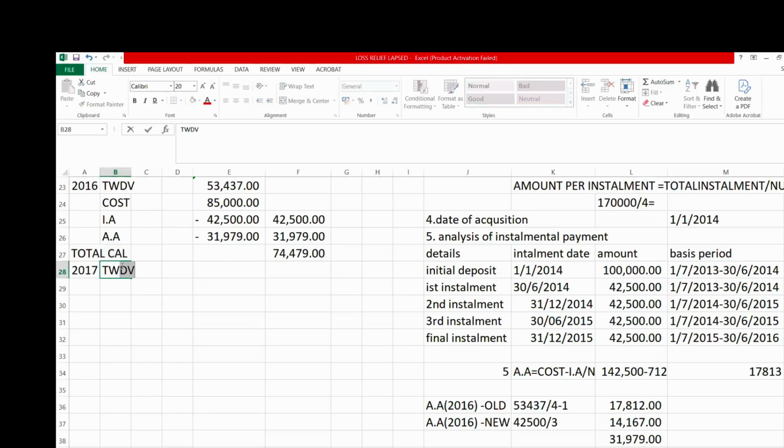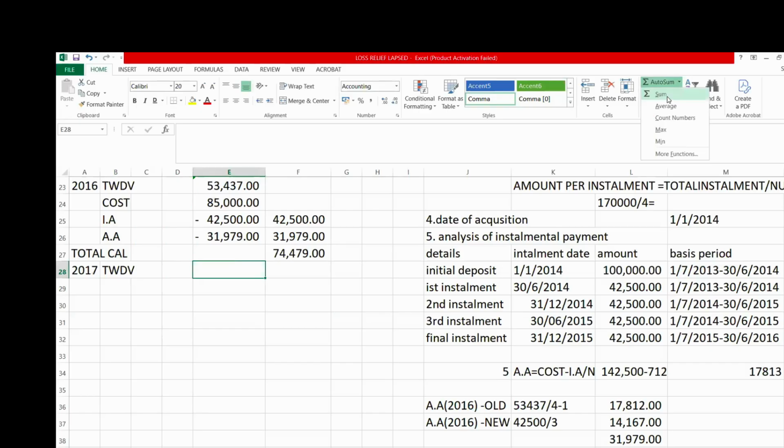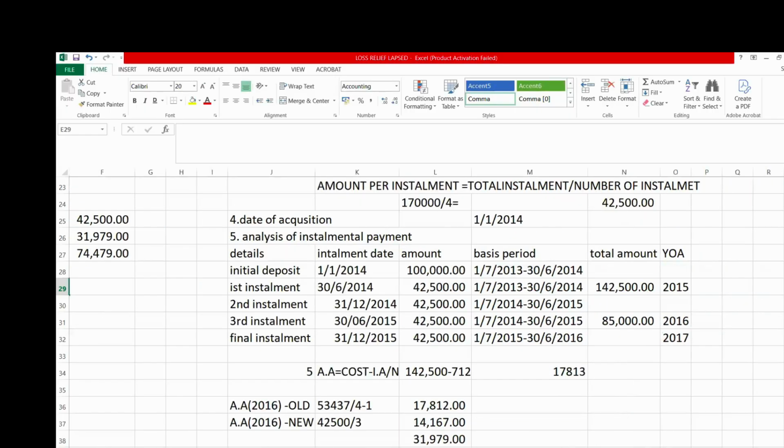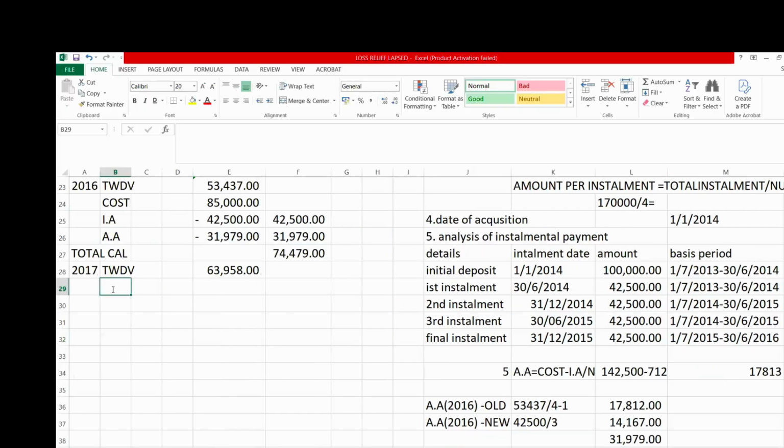In 2017, you have a tax written down value. The tax written down value will now be the positive minus the negative, which gives us 63,958. In 2017, we also have a new cost of 42,500. So that cost is brought in as a new cost, 42,500.